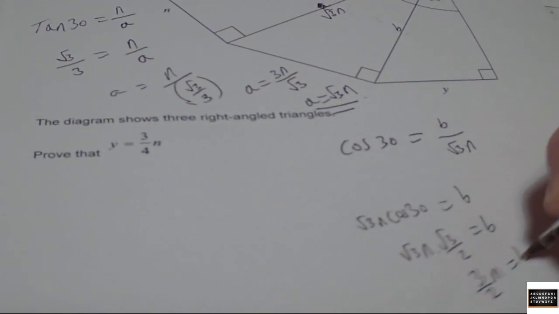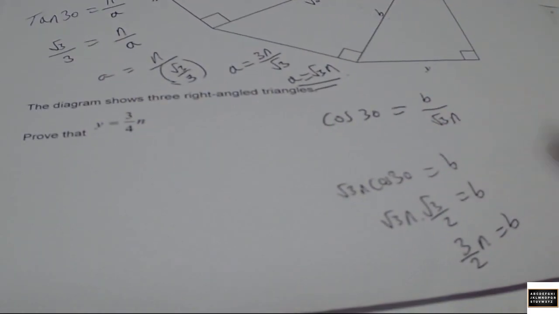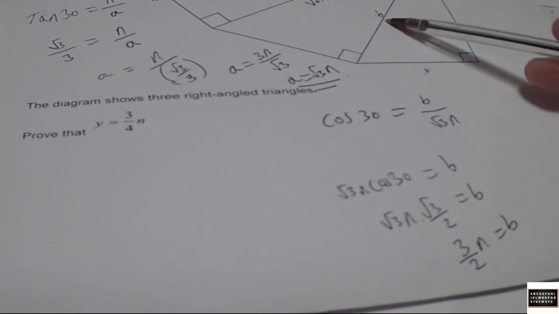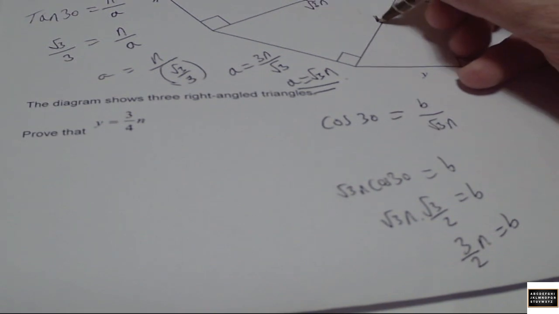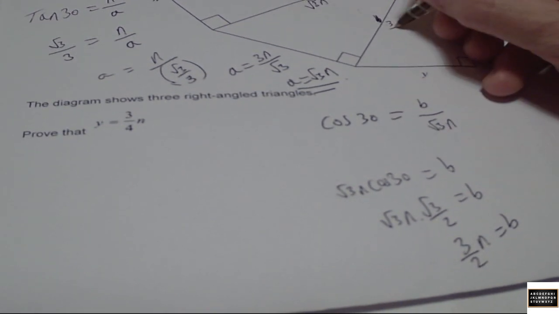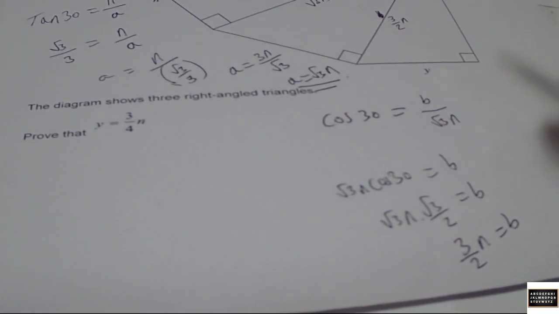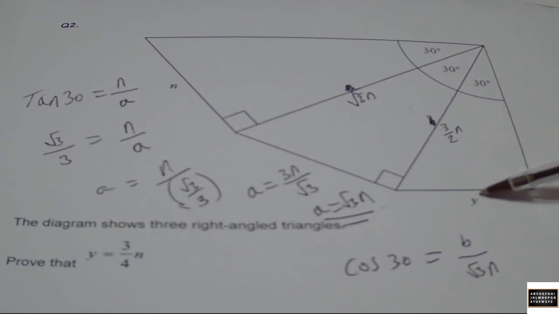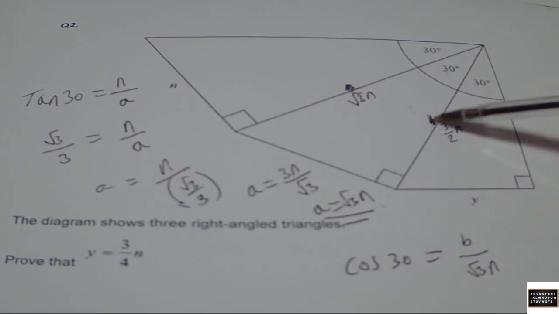It's becoming more straightforward as I go through. So 3 over 2n is this side up here. I'm just going to point to it for you. So this is 3 over 2n, so I can now write that 3 over 2n. Lastly, I just need to bring it down slightly. This last triangle, we've got 30 in the corner. This is now the opposite side, the y, and this is the hypotenuse.